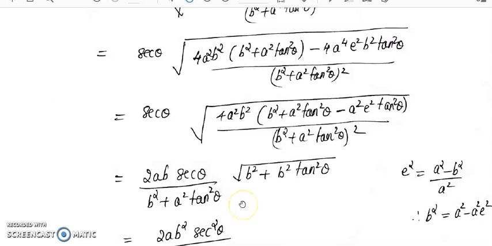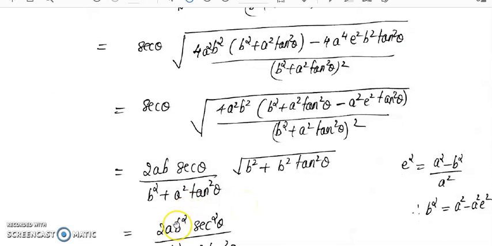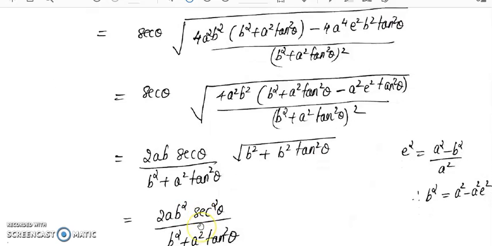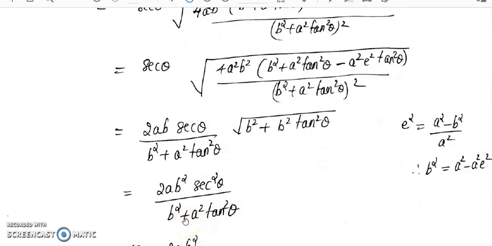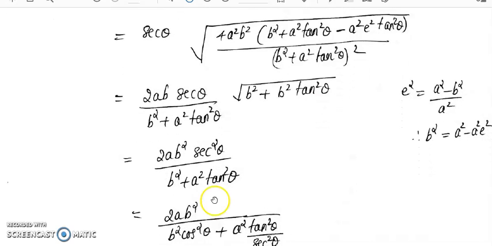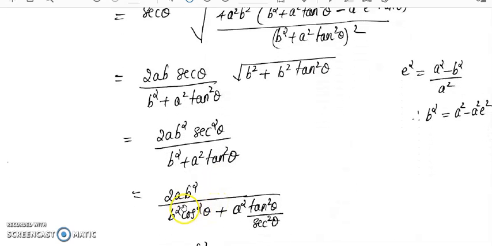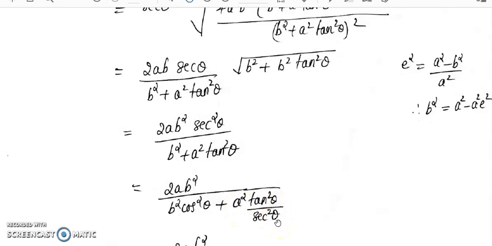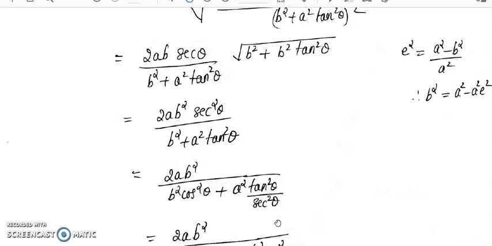So that will reduce to the form 2a b square sec square theta by b square plus a square tan square theta. Now divide by sec square theta on numerator and denominator. So the equation will reduce to 2a b square by b square cos square theta plus a square tan square theta by sec square theta. So tan square theta by sec square theta will be sin square theta.